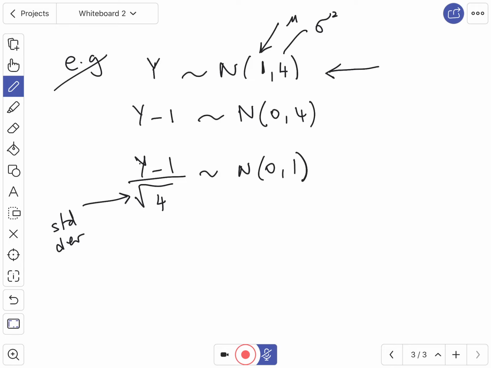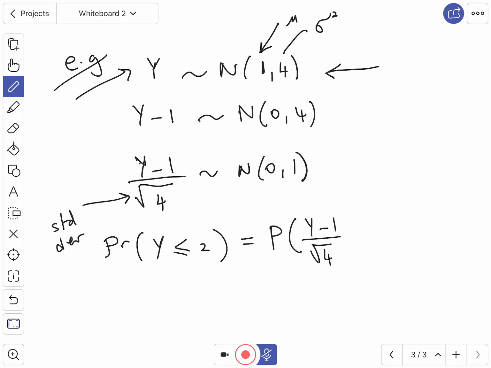For example, if I ask you this question, what's the probability that y is less than 2? What is y? Y is this one. I cannot answer this question because y is not standardized. But I can use a standardized version of y by saying, okay, the probability of y minus 1 over the square root of 4, which is the standardized version that we have done here, is less than or equal to 2, so 2 minus 1 divided by the square root of 4. Whatever you do on the left side, you do on the right side.